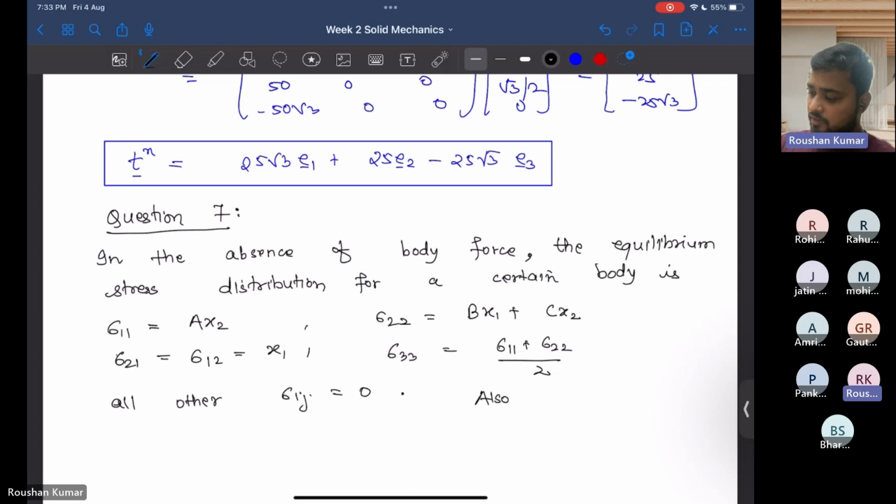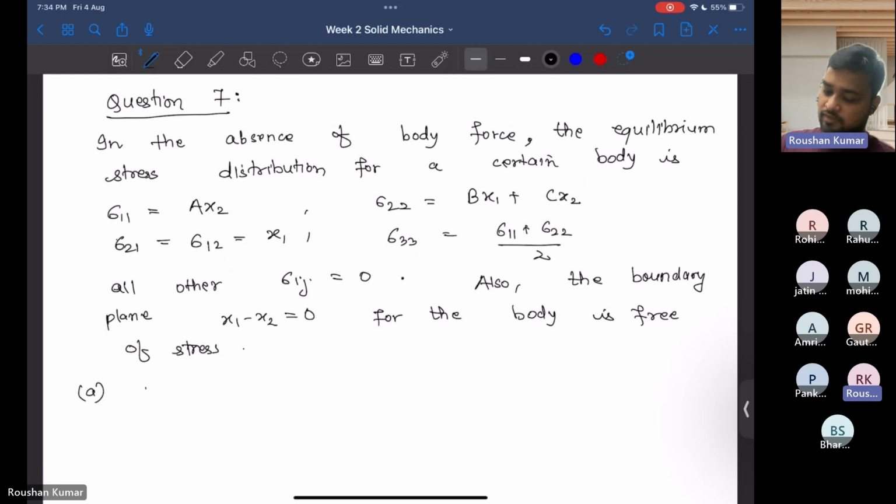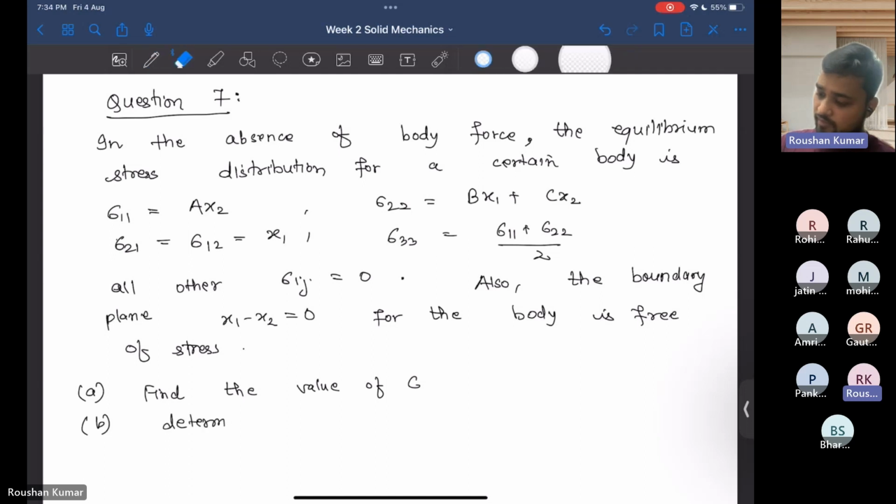Also, it has been mentioned that the boundary plane x1 minus x2 equal to 0 for the body is free of stress. So the question is, find the value of C, and the next question is determine the value of A and B.